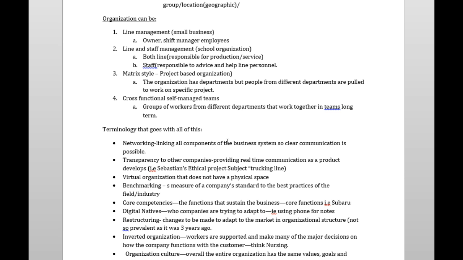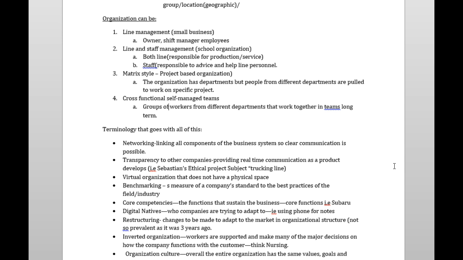And the other one is matrix style, which is a project-based organization, and basically what that is you'll have different departments. But to do a project, they'll pull people off of each department and put those people together in a project-based team. And when that project's done, then they'll go back to their original departments, and then they'll be pulled for other projects.